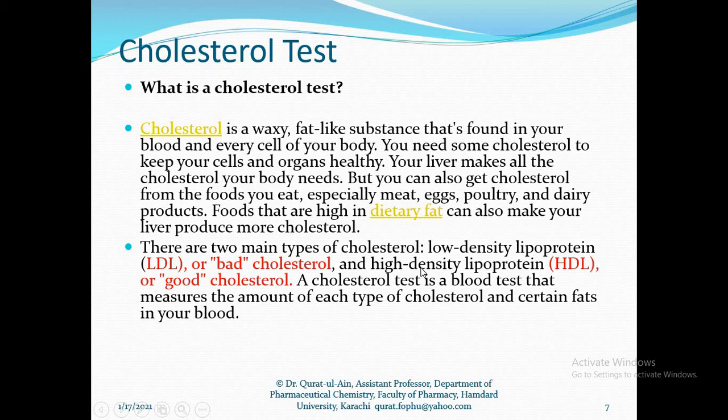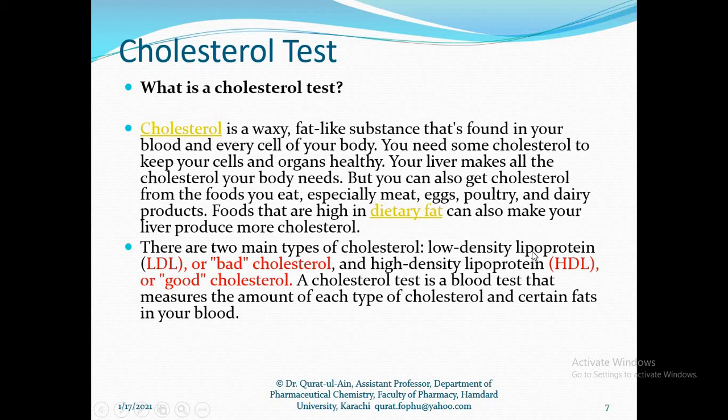Cholesterol combines with protein and makes a macromolecule that we call lipoprotein. So cholesterol always flows in your blood in combination with lipoprotein, in combination with protein. The combination of the lipid with the protein is called lipoprotein. So cholesterol always runs in your body in the form of lipoprotein.